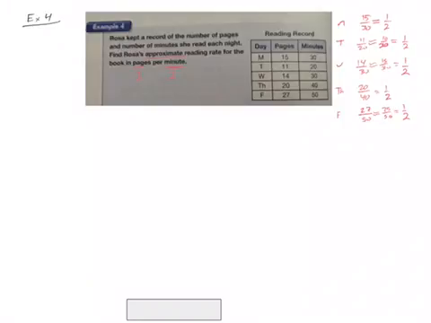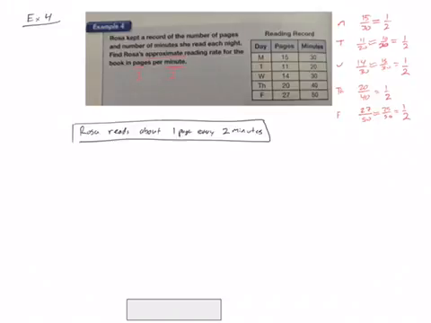So we could say Rosa read about 1 page every 2 minutes. And it is important to use the word about, because we did estimate on several of these, and maybe sometimes you read a little bit faster, a little bit slower, so it's important to use the word about.